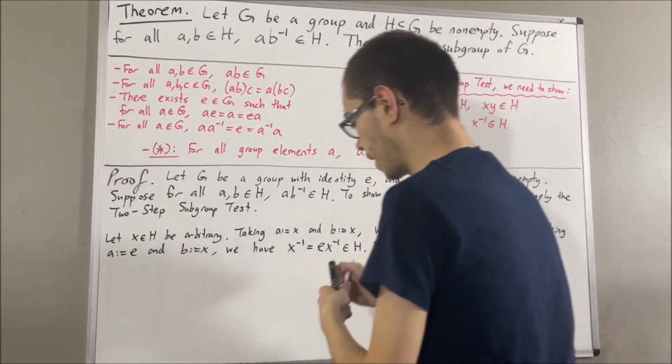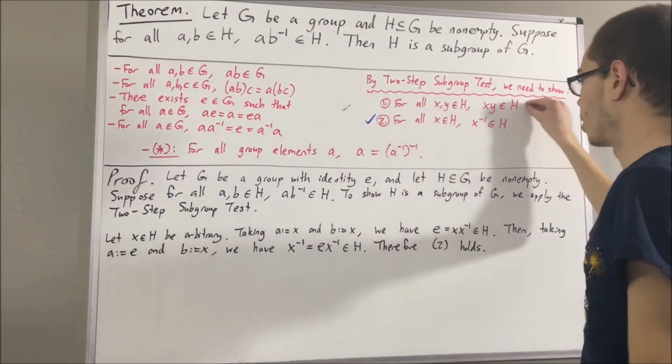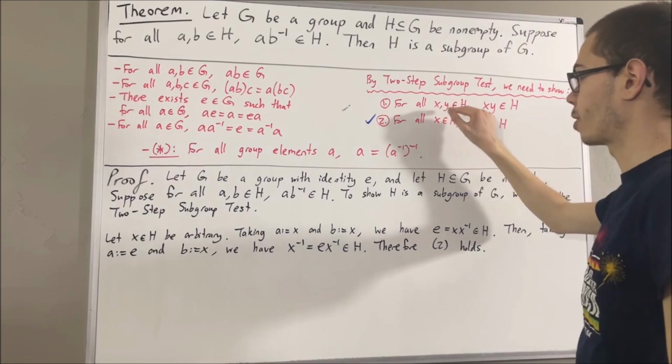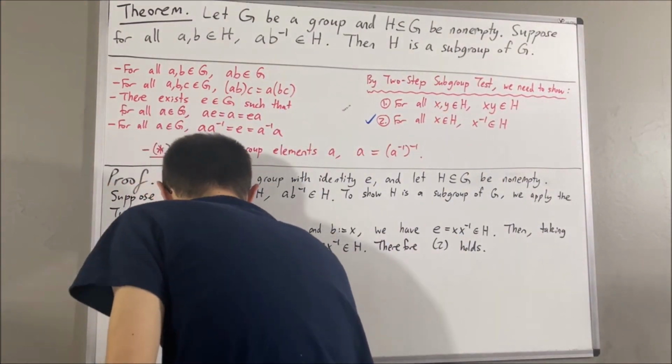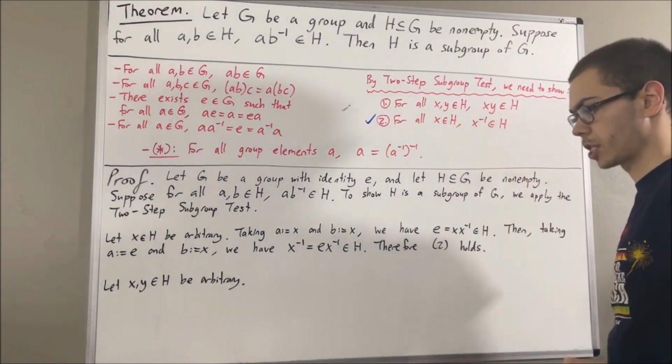Now we want to verify that condition 1 is true. To prove condition 1, since we're trying to prove a statement about every two elements of H, let's give ourselves two arbitrary elements of H. I'll call them x and y. From here, the whole goal is to show that x times y belongs to H.